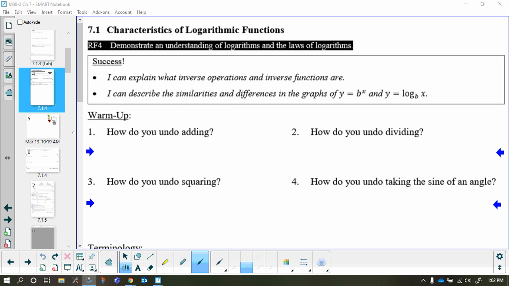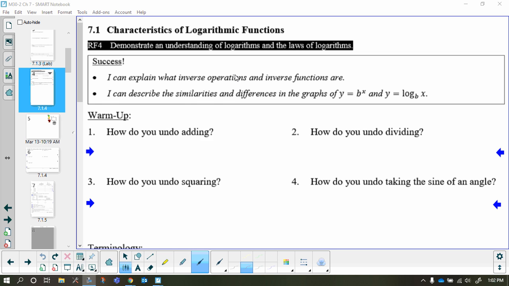This is Math 30-2 with Mr. Wagner, and today we're looking at logarithmic functions. Now, you should have completed a math lab where you explored logarithmic functions a little bit, and having done that, that'll set you up for getting into more of the details in this lesson.